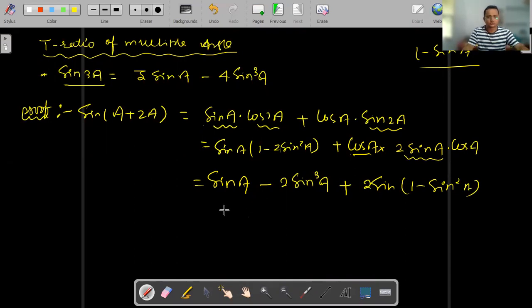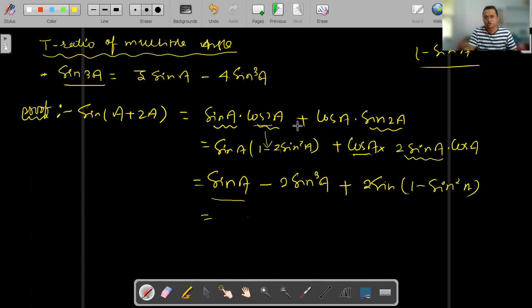Okay. So now see what we have to do. Simple. Sir, this third line once more. Okay, this one. See here: sine a into 1 minus 2 sine square a. Cos 2a, I have written 1 minus 2 sine square a.